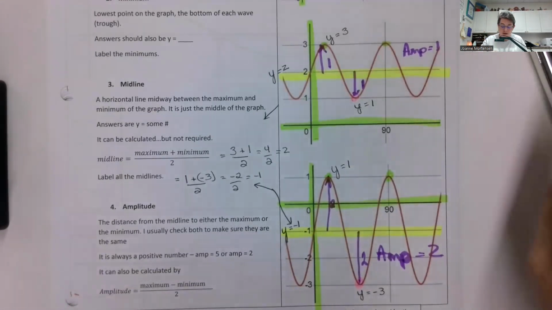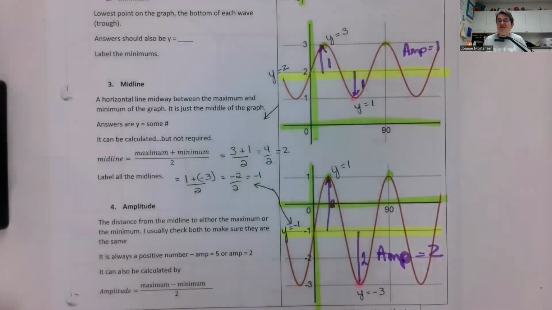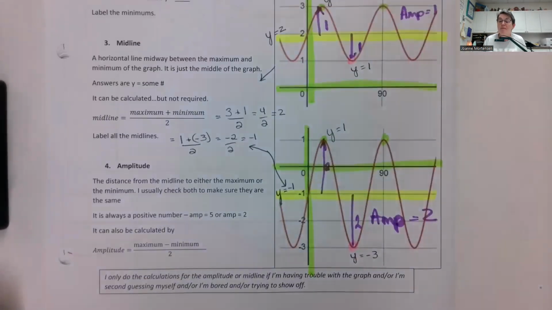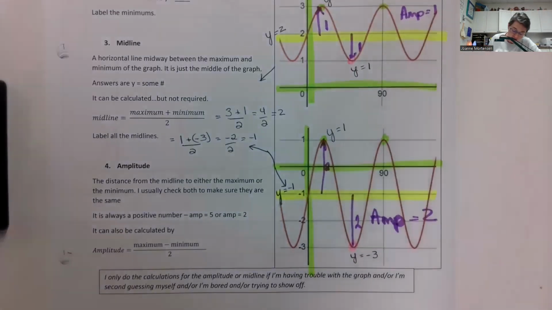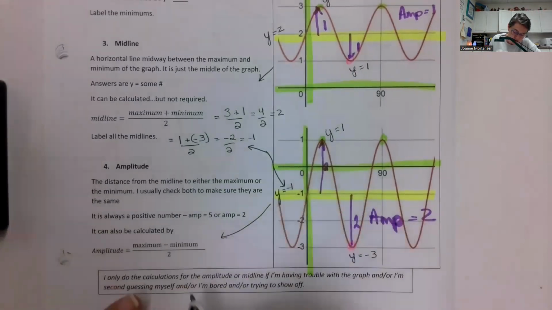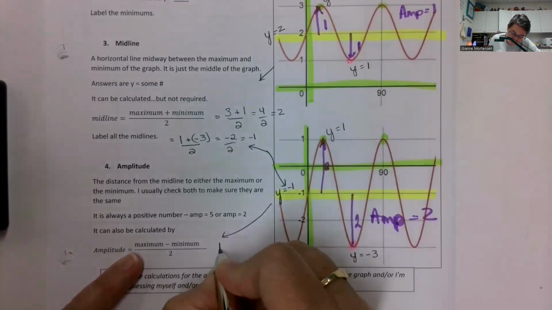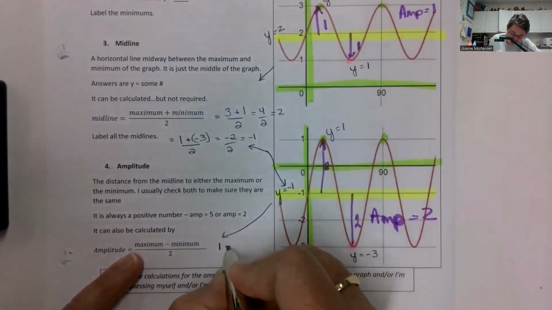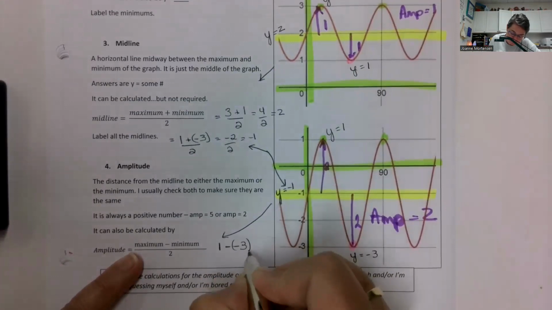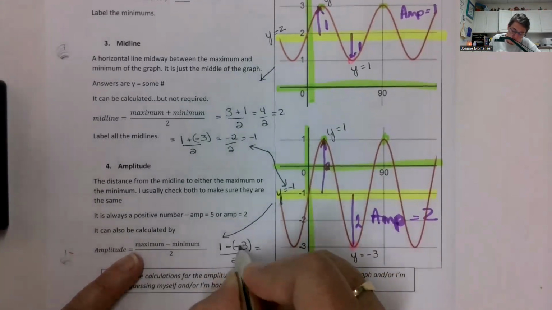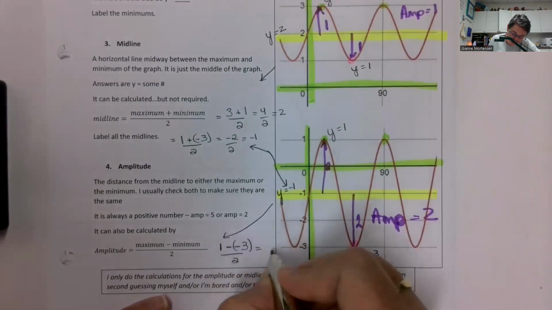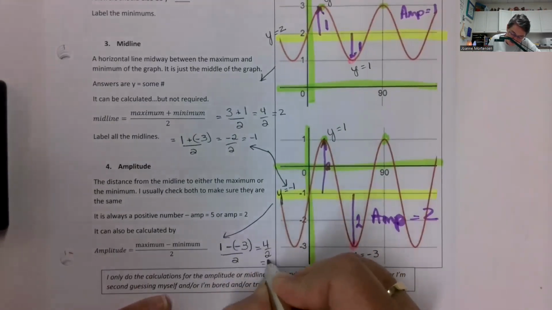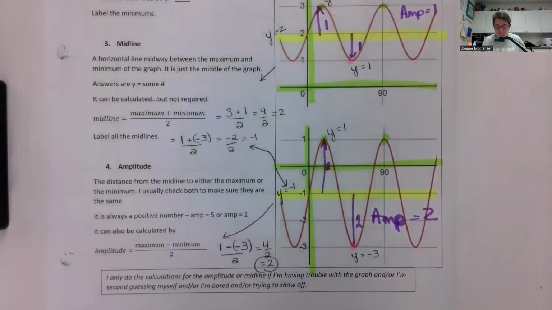Here too, there is a formula, which again, I never use, but it's there. It's there if I'm having a bad day or trying to show off. Let's try this one. Amplitude is my maximum, which is 1, subtract -3, all over 2. A double minus makes it a positive, so that's going to be 1 plus 3 is 4 over 2. And that's going to be 2, which is what it was.